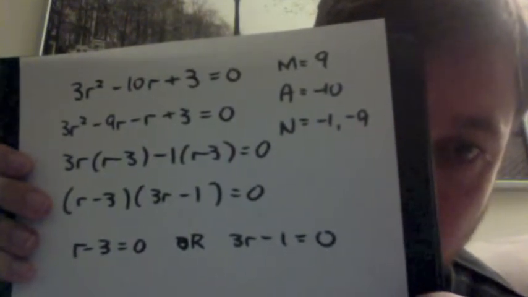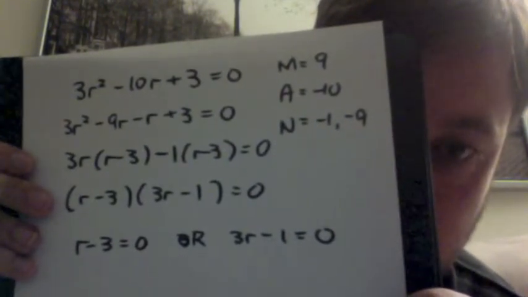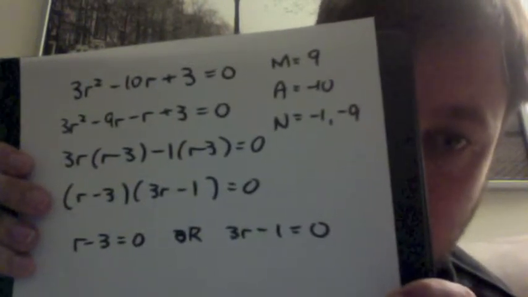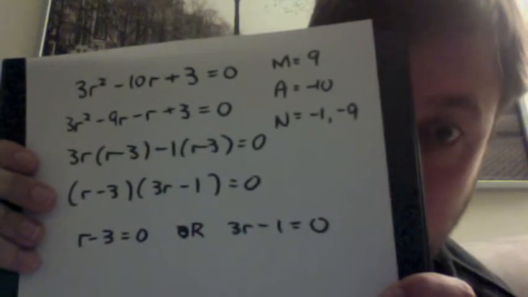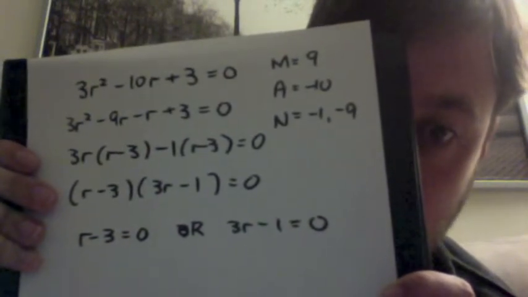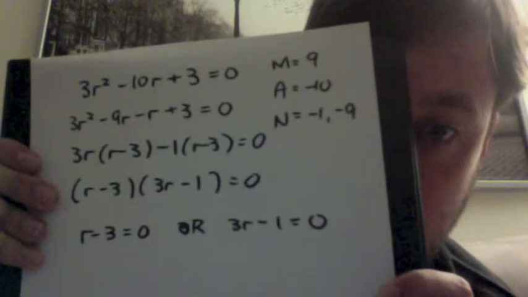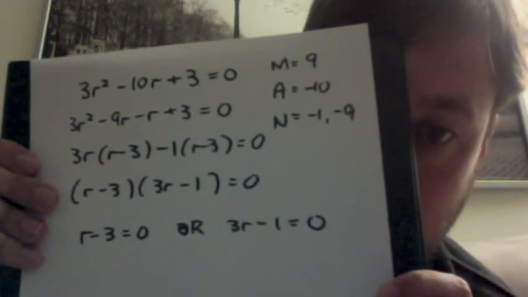Because we have r minus 3 times 3r minus 1 equals 0, we have two numbers that multiply to equal 0. That means either the first one or the last one must be 0. Just two numbers that multiply by 0, one of them would have to be 0. So either r minus 3 is 0 or 3r minus 1 is 0.